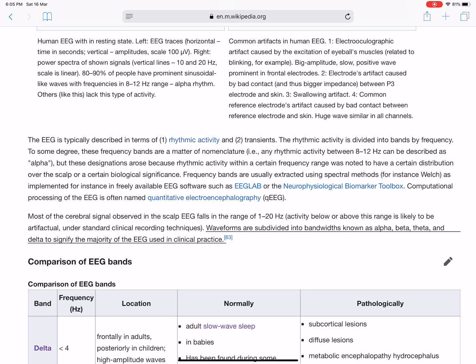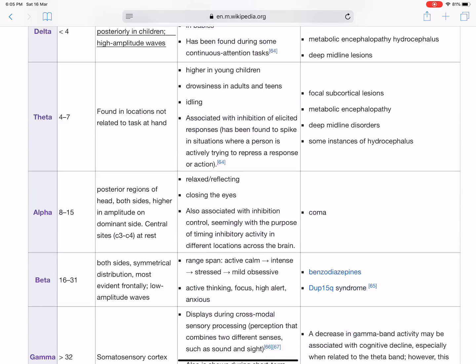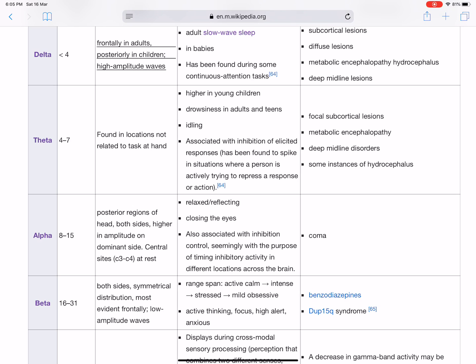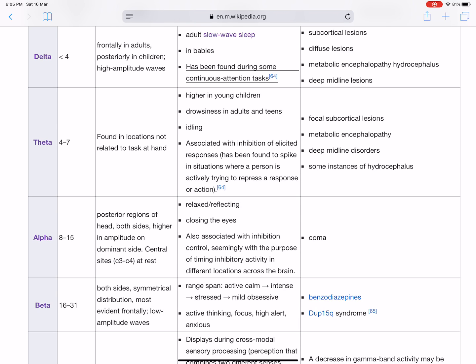Comparison of EEG bands. Band, frequency in Hertz, location, normally, pathologically. Delta, less than: frontally in adults, posteriorly in children. High amplitude waves, adult slow wave sleep, in babies; has been found during some continuous attention tasks. Pathologically: subcortical lesions, diffuse lesions, metabolic encephalopathy, hydrocephalus, deep midline lesions.